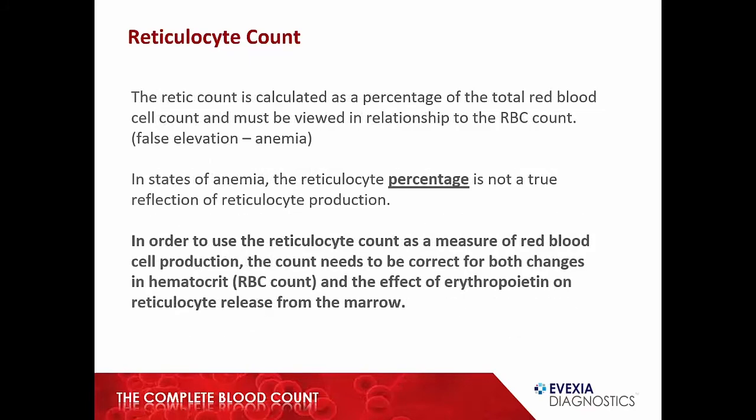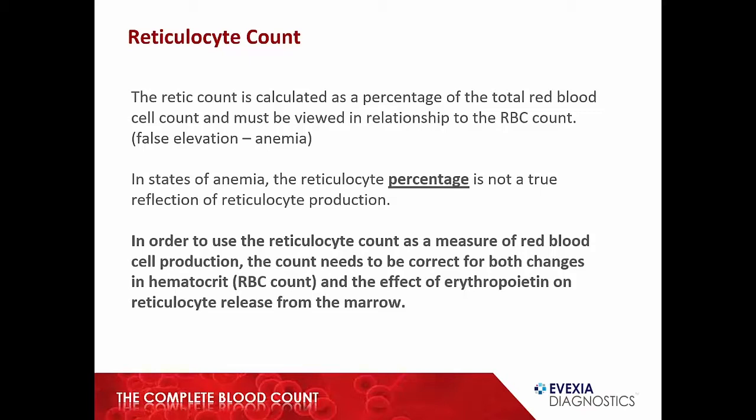Now, the reticulocyte count is calculated as a percentage of the total red blood cell count, so you've got to view it in relationship to the RBC count. For example, in an anemic patient, the reticulocyte count may be falsely elevated due to the low amount of mature red blood cells. And I'll show you how to fix that. So, in states of anemia, the reticulocyte percentage is not a true reflection of the reticulocyte production.